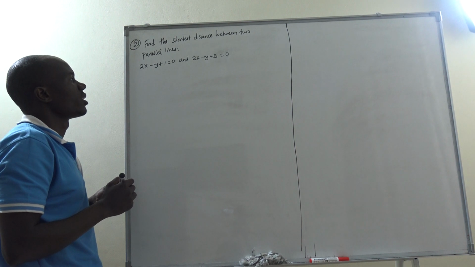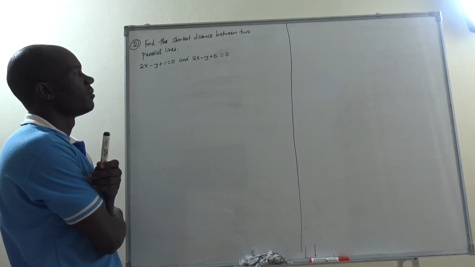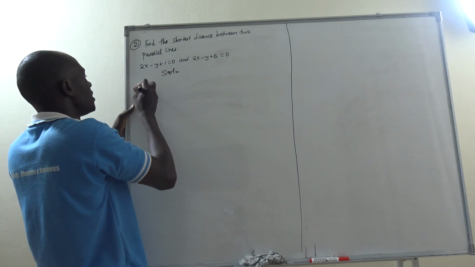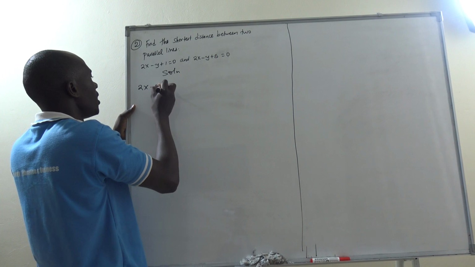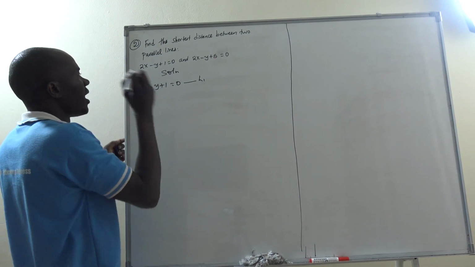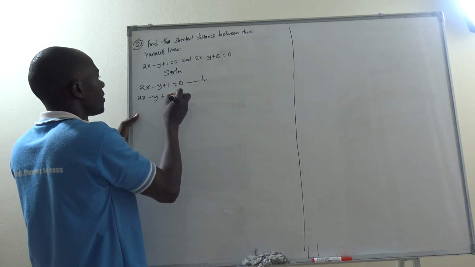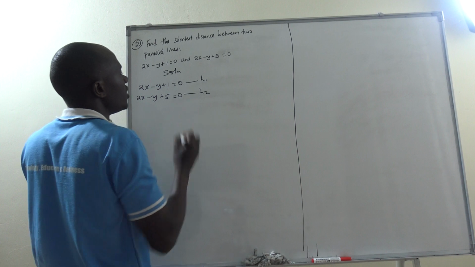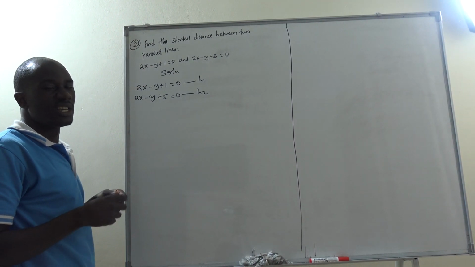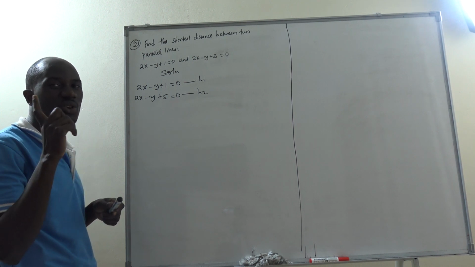The first line is 2x minus y plus 1 equals 0, and the second is 2x minus y plus 5 equals 0. Now, since they are not meeting, we can call 2x minus y plus 1 equals 0 line 1, and 2x minus y plus 5 equals 0 line 2. So, when the lines are not meeting, it means they are having what we call the intercept. The intercept is always at 0, 1.